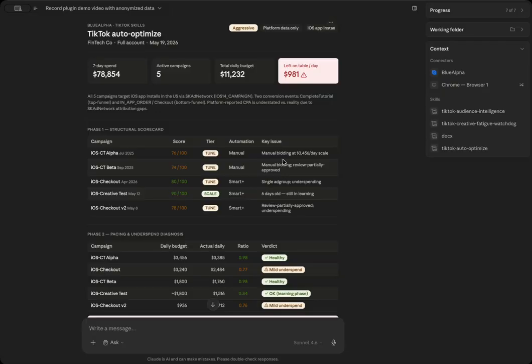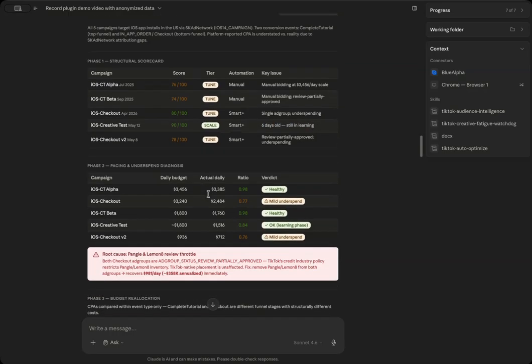There's some other issues on manual overbidding for the CT beta campaign, but the checkout campaign and the creative test campaign actually have a very high score, and the tier that they fall into in terms of actual automation or next step is still tuning it a little bit as well. Besides only creative test, which should scale, it's 6 days old, so it is obviously still learning, and that's why it's in the scaling phase.